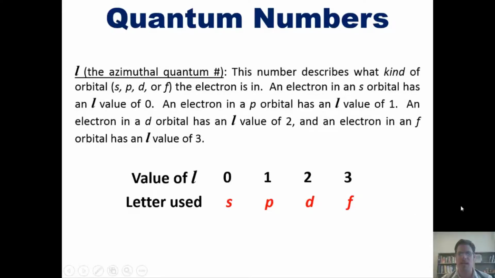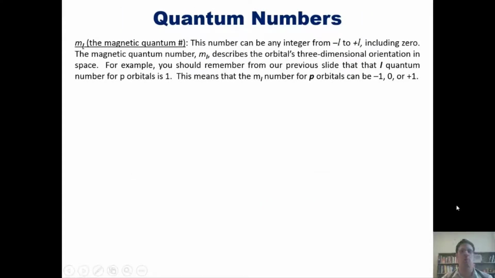The next quantum number is the m sub L, or magnetic quantum number. This number can be any integer from negative L to positive L, including 0. The magnetic quantum number m sub L describes the orbital's three-dimensional orientation in space. For example, you should remember from our previous slide that the L quantum number for p orbitals is 1. This means that the m sub L number for all p orbitals can be negative 1, 0, or positive 1.